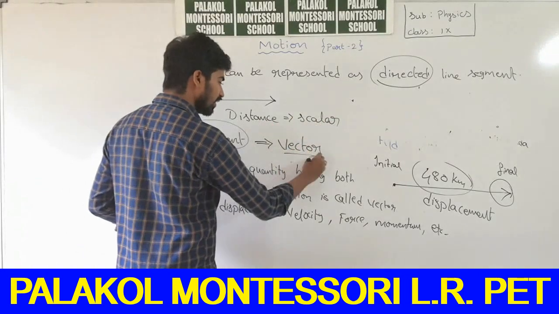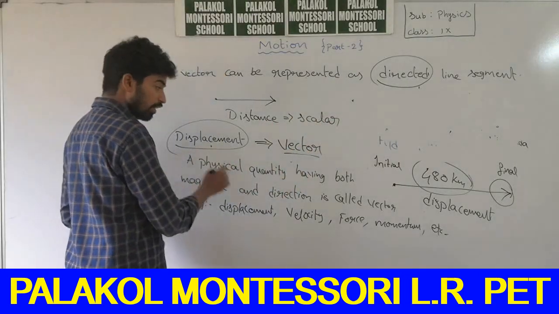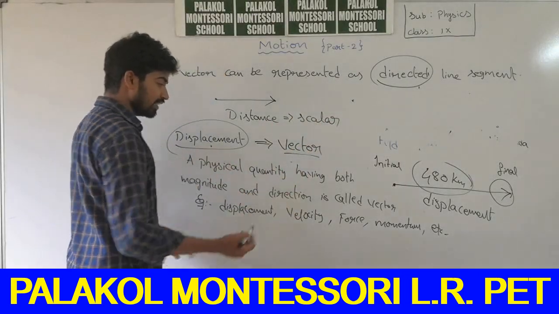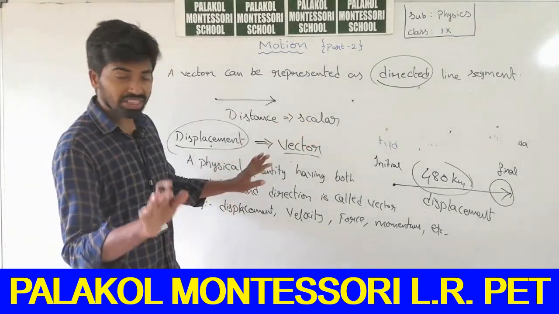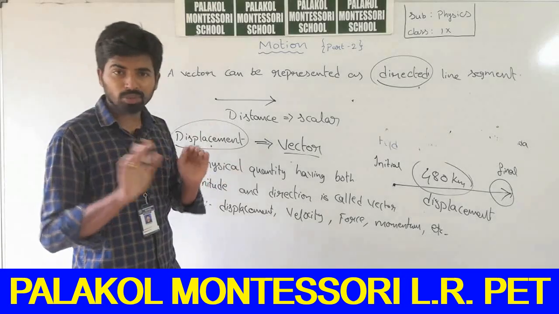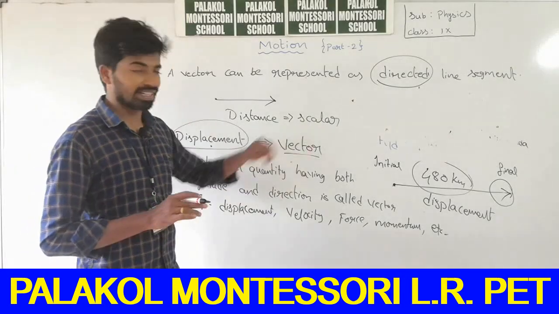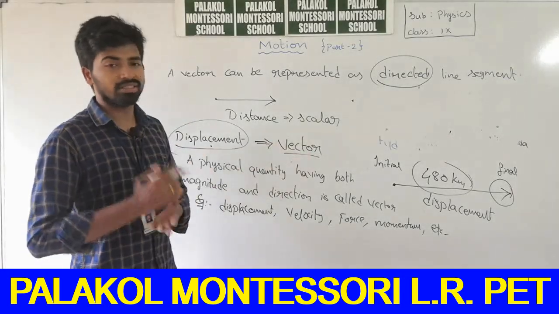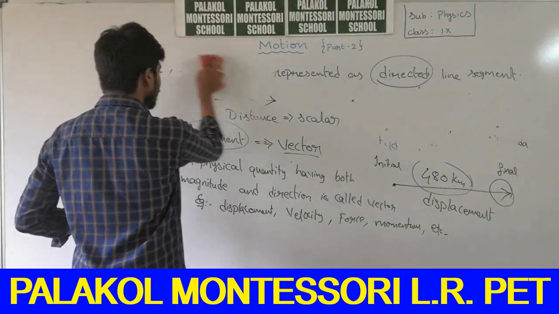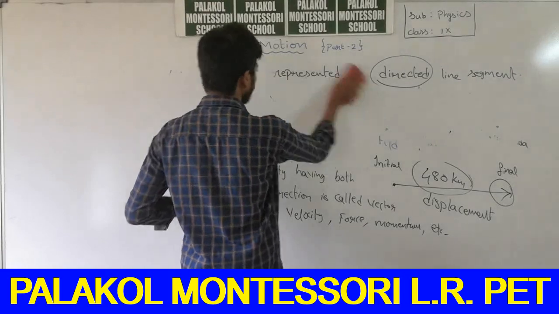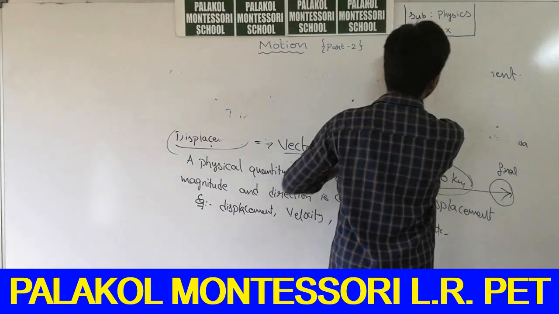What is a vector? A physical quantity which has both magnitude and direction is called a vector. What is a scalar? A physical quantity which has only magnitude but no direction is called a scalar. So, this is the information about distance and displacement. Now let us learn about another new concept.